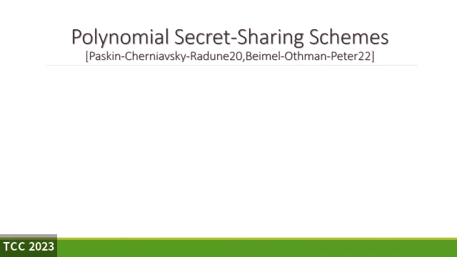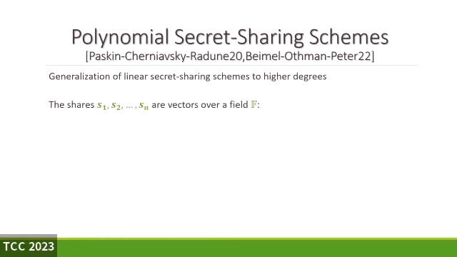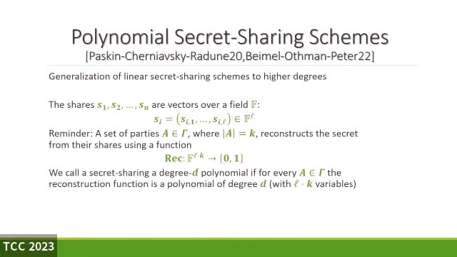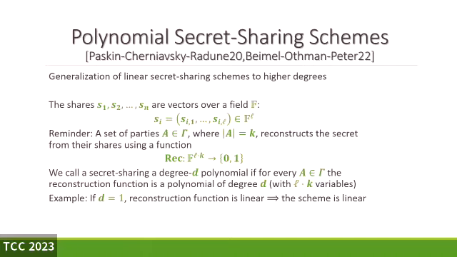So now going to the definition, polynomial secret sharing was introduced by Paskin-Cherniavsky and Vaikuntanathan, and then by Beimel, Othman, and Peter. I'm going to refer to the definition of Beimel, Othman, and Peter. As I said before, it is a generalization of linear secret sharing schemes to higher degrees. The shares are vectors over some field F of size L. An authorized set of parties, of size K for example, reconstructs the secret from the shares using a reconstruction function. In our case, the reconstruction function will receive K vectors of length L and will output a 1-bit secret. And we call this secret sharing scheme a degree D polynomial if for every authorized set, the reconstruction function is a polynomial of degree D. For example, if D equals 1, then for every authorized set, the reconstruction function is linear, therefore the scheme is linear.